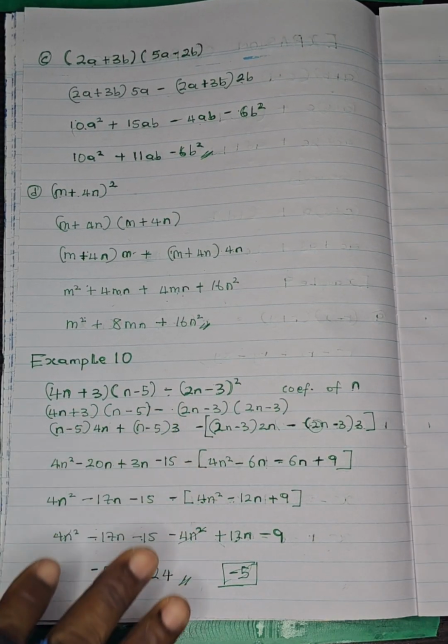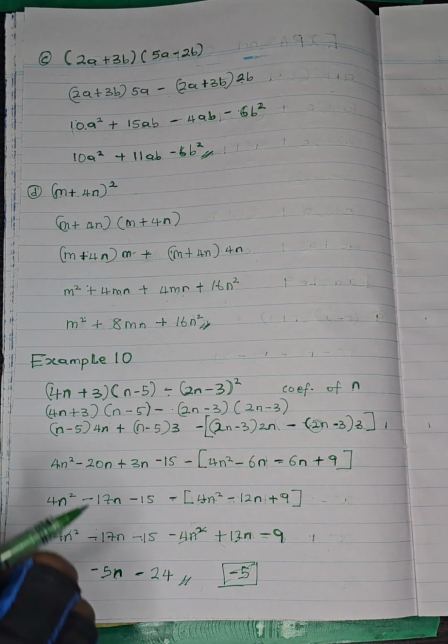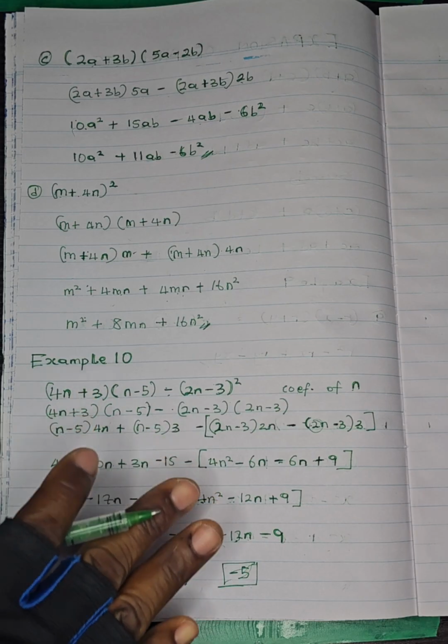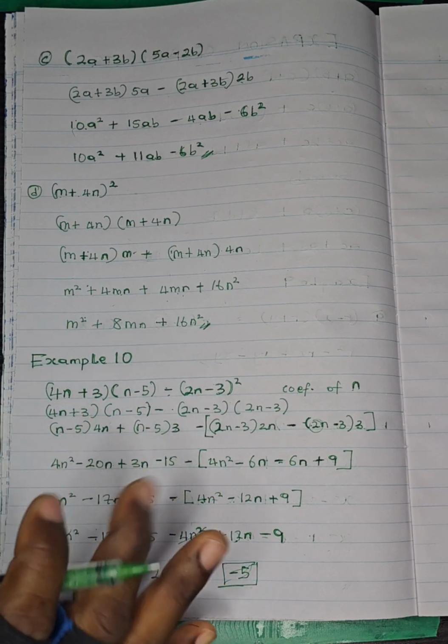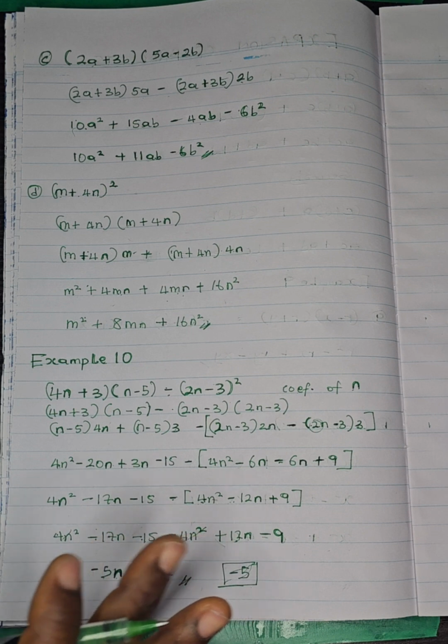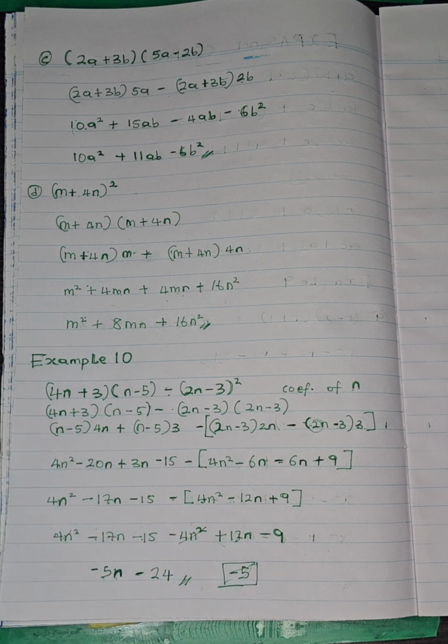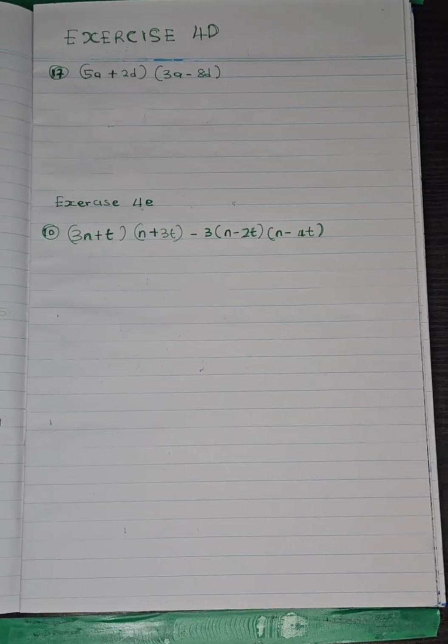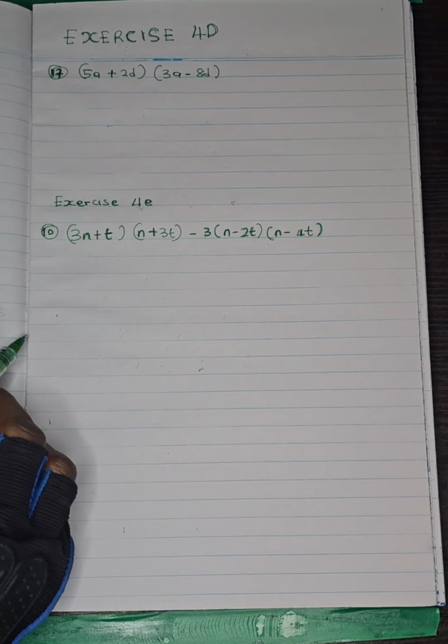I know this is a whole lot to take in, but the only difference is to be careful with the signs. Make sure that whenever you are opening a bracket and there's a minus sign, use the minus sign to multiply everything that is in the bracket, so you don't make a mistake. So let's solve a few exercises. Let's solve exercise 4D number 17.